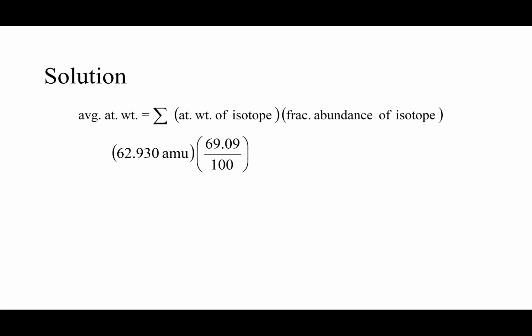Okay, so we're going to have two terms added together. We pick the first isotope, the copper 63. We have to jot down how much it weighed. That's that last column, the 62.930 AMUs. And then for that isotopic form, we jot down its fractional abundance, which is its percent divided by 100. And then we need to add it to the second isotopic form. So we're going to add that to 64.928 AMUs times the 30.91 divided by 100.